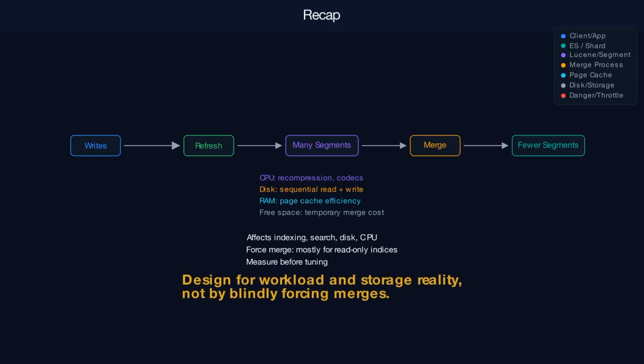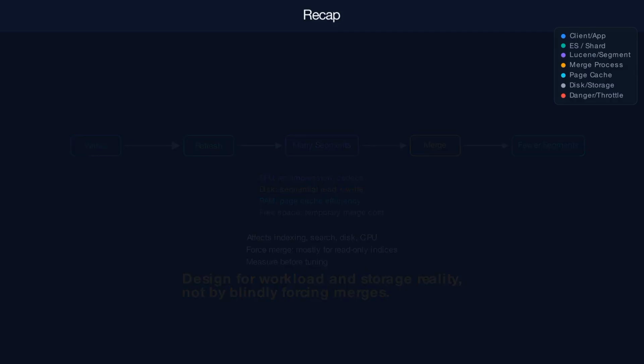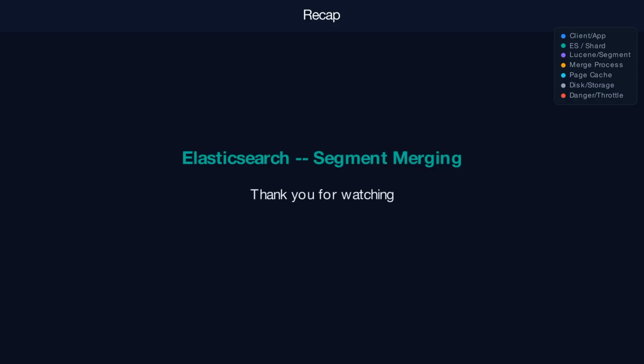It directly affects indexing throughput, disk I/O pressure, CPU usage, search latency stability, and operational decisions like force merge and lifecycle policies. The bottom line: optimize Elasticsearch merging by designing for workload and storage reality, not by blindly forcing merges.